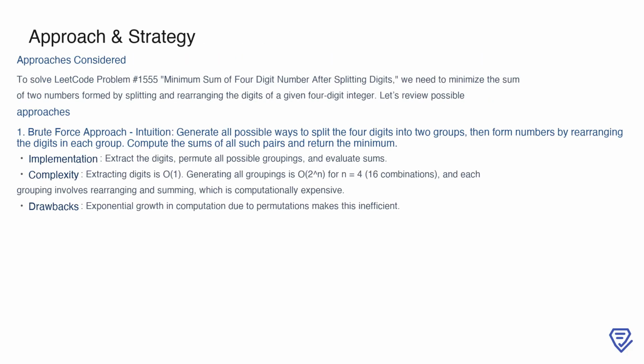To solve this problem, we aim to minimize the sum of two numbers formed by splitting and rearranging the digits of a given 4-digit integer. One approach to consider is the brute force method. The idea here is to generate every possible way to split the 4 digits into two groups. For each grouping, we rearrange the digits to form two numbers, calculate their sum, and track the minimum sum across all combinations. While this approach is intuitive and ensures we explore every possibility, it has significant drawbacks.